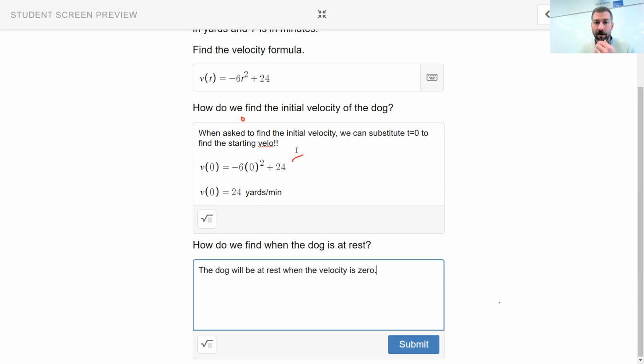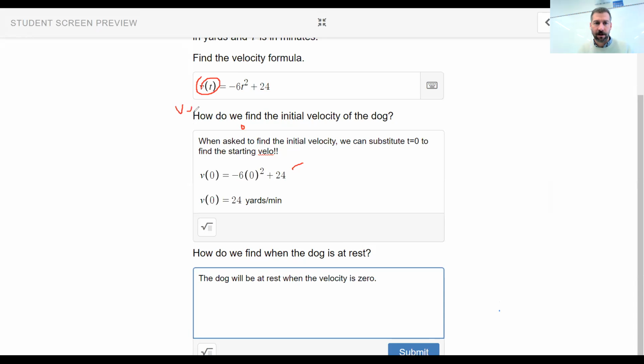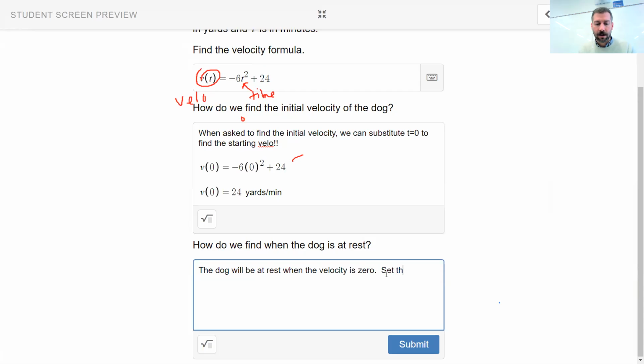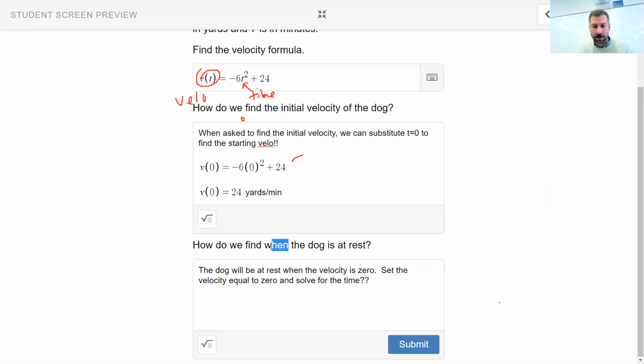Okay, well, what part of my function actually stands for velocity? V of t does. This whole thing, my output, needs to be velocity, and my input is time. So if I'm using this equation to find out how fast, this entire velocity part is actually going to become 0. So we're going to set the velocity equal to 0 and solve for the time. We're going to work backwards. They wanted to know when, right? When the dog is at rest. So our answer should be a time value.